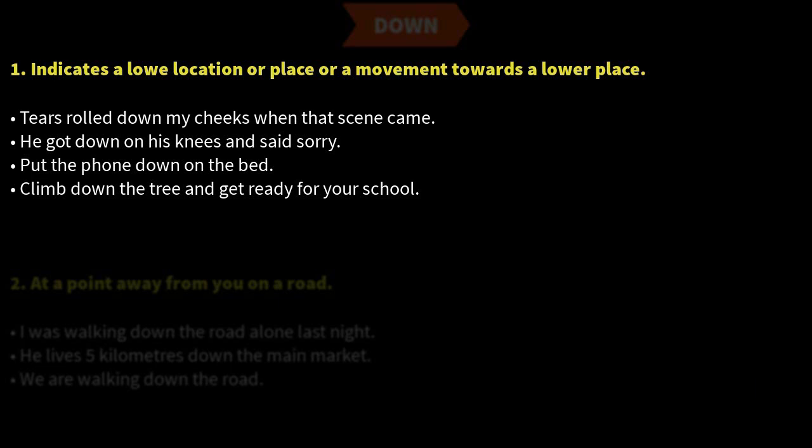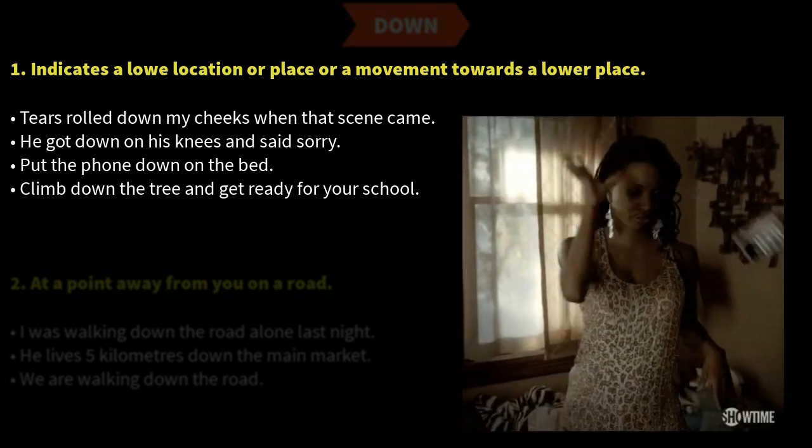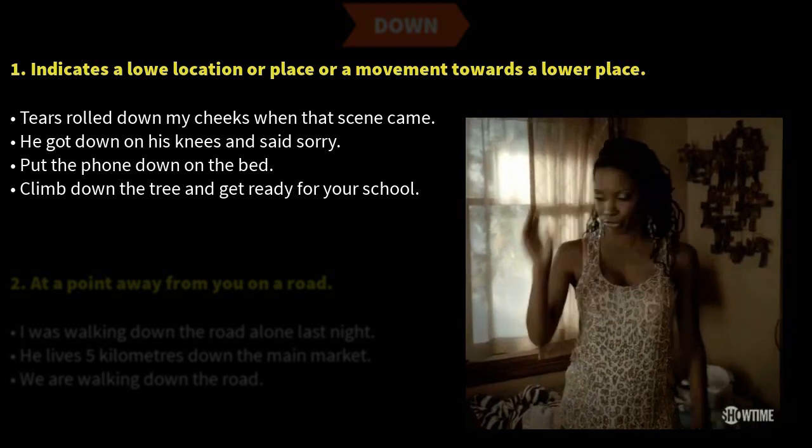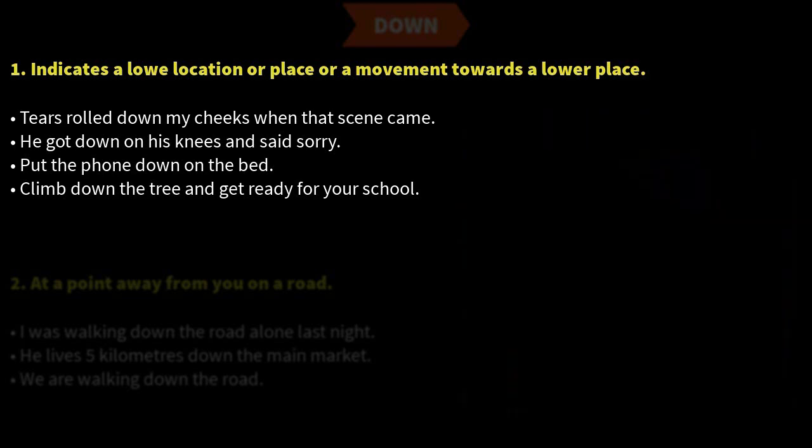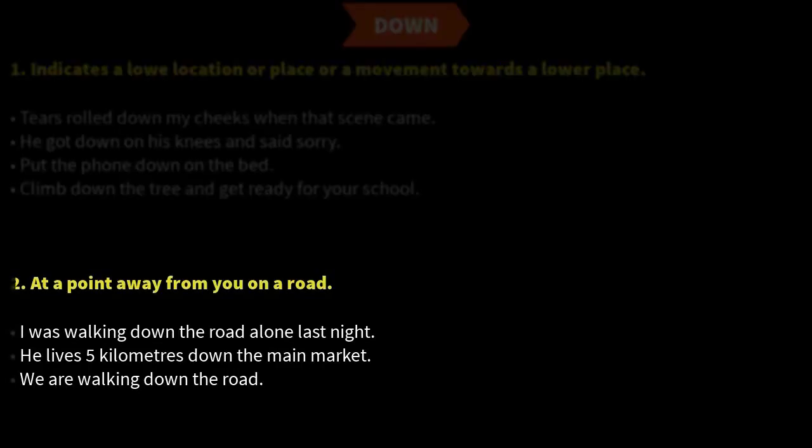Alright, next example. Put the phone down on the bed. Down on the bed, a downward movement. Climb down the tree and get ready for your school. Climb down the tree, a movement from an upper place to a lower place. Right, so that's how we use down, usage number 1.